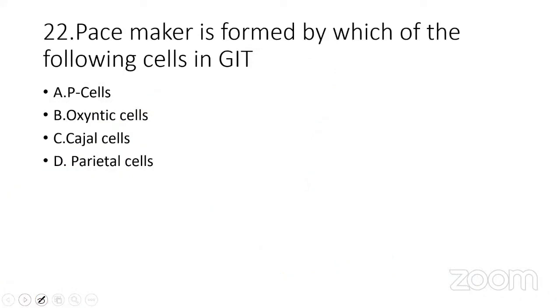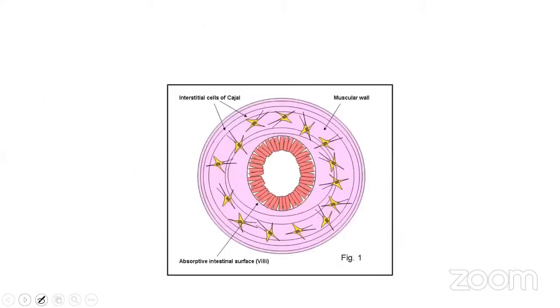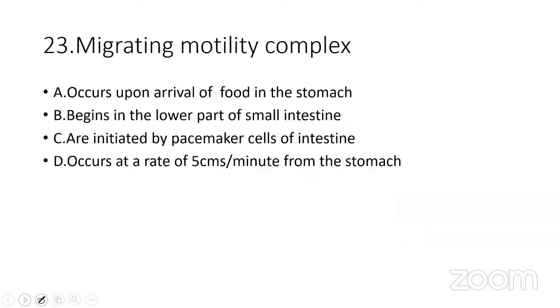Next question from GIT, which is the pacemaker of GIT? Everyone knows the answer. It is the interstitial cells of Kajal. It is mainly in the duodenal region. The basal electrical rhythm originates from this pacemaker cell.